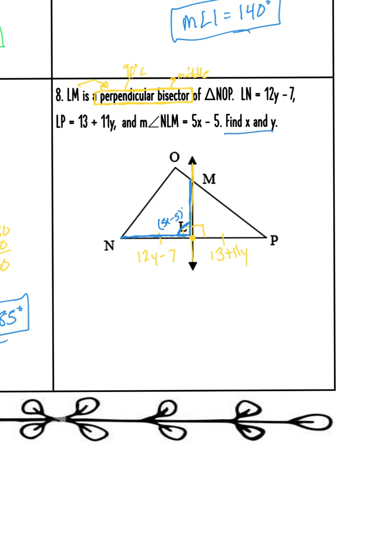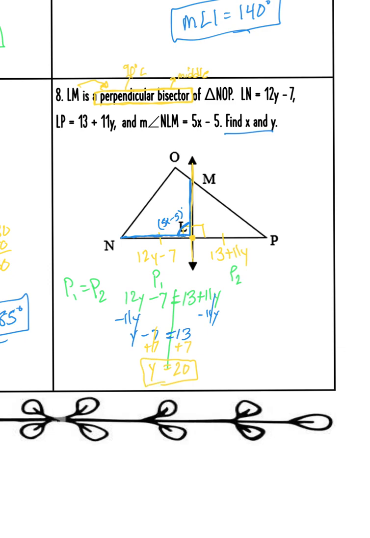Well, this is easy. Let's do y first. We already know how to do that. This is a part and this is a part. They each have a single hash mark, so they're congruent. They're equal. So part equals part, and we get 12y minus 7 equals 13 plus 11y. Let's draw our line and do minus 11y on both sides. That leaves us with y minus 7 equals 13. Then I'm going to add 7 to both sides, and we get y equals 20.